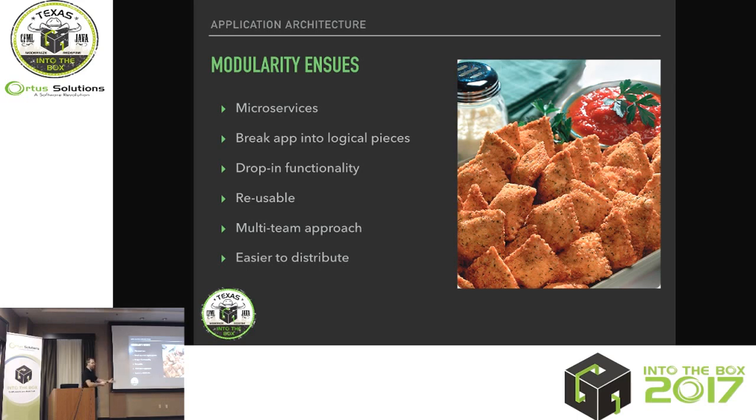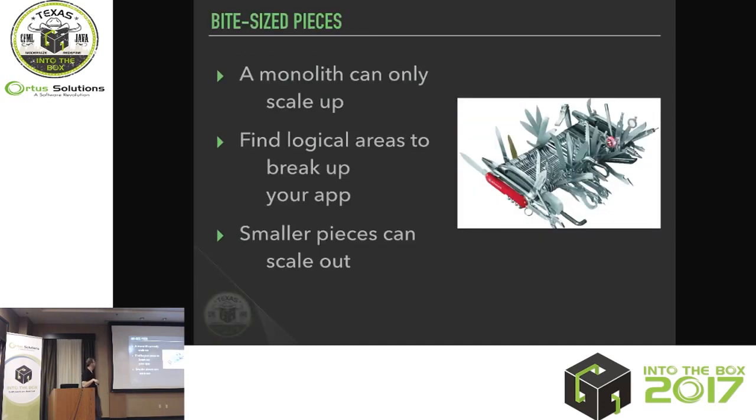But I can add a piece of ravioli to the plate. I can take it away. We can scale this. We can vary the number of pieces of ravioli. They have very distinct APIs. Drop-in functionality. It's reusable. You can have different teams of people working on different parts of your application with this. The lines of separation and the interaction between the pieces are much more defined now. And it's also easier to distribute, like into my stomach.